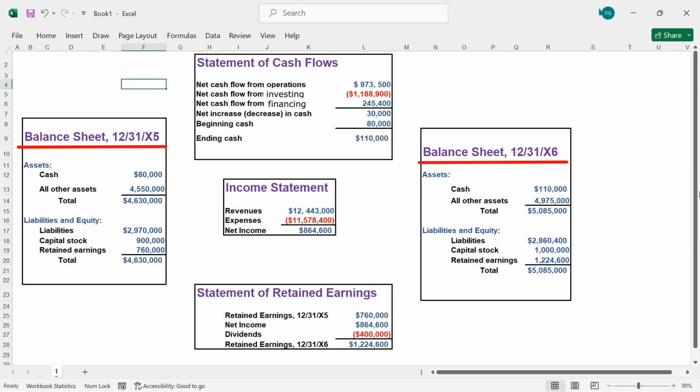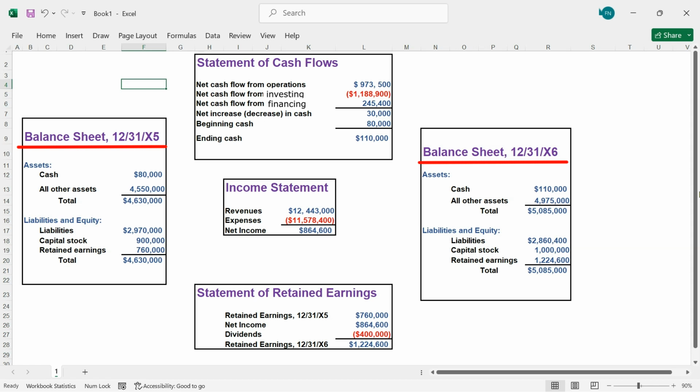You can see that our total assets have increased. This company has grown from $4,630,000 of assets to $5,085,000 worth of assets, or a $455,000 increase in total assets.